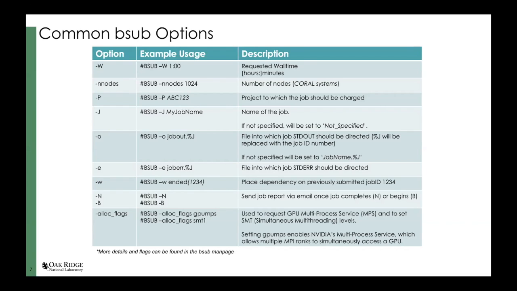The last line here is the alloc flags, which we'll touch on a little bit later. These allow us to pass flags in for the setup of the node. So we can do things like set the GPU multi-process service, and we can change the SMT levels, the multi-threading levels, with these flags.